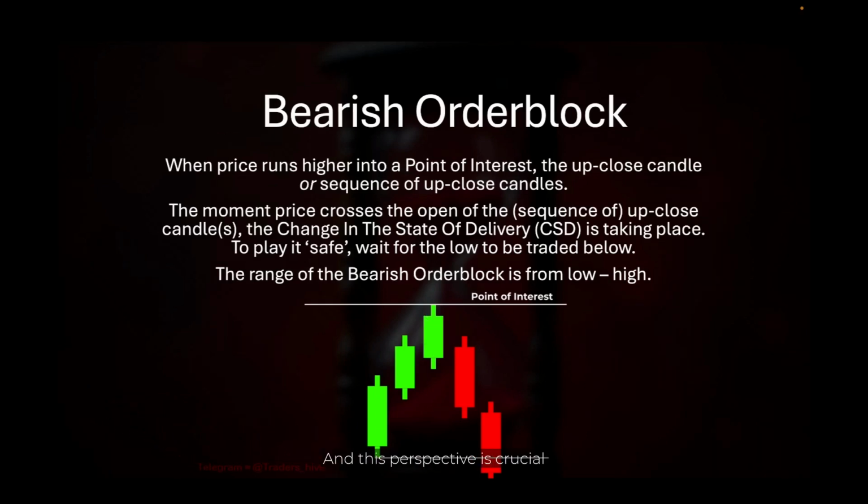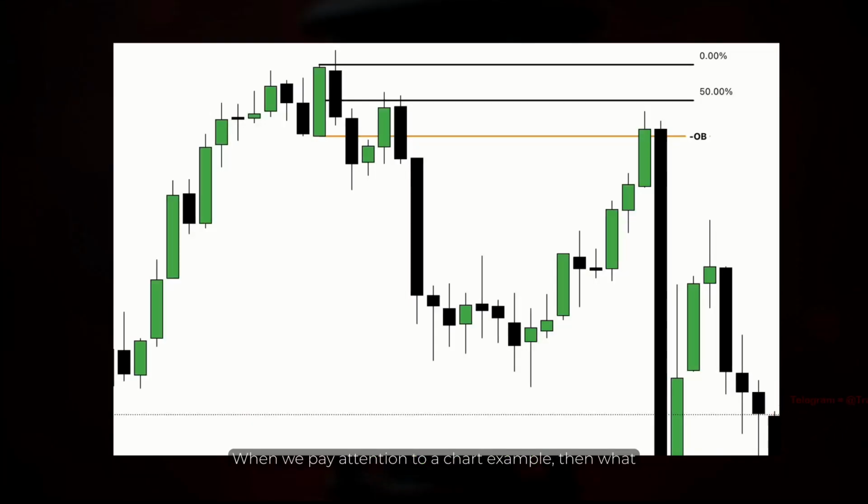And this perspective is crucial to understand because it shows to you how we can look at manipulation. Because once we can recognize the manipulation, we can anticipate the distribution which will follow afterwards, as I taught within the previous lectures. When we pay attention to a chart example then, what you can see is that the market expanded towards the upside right here on the left side of the curve.